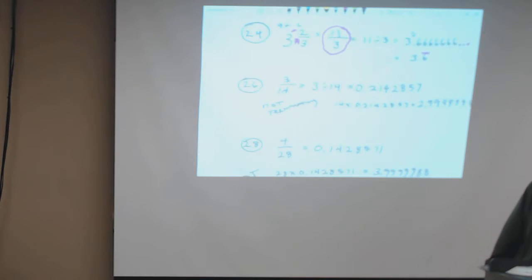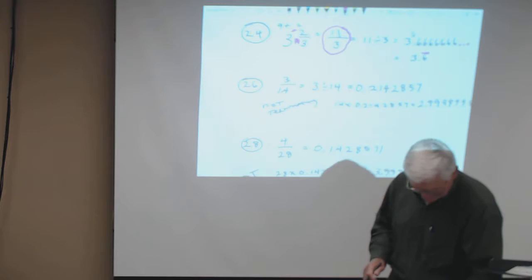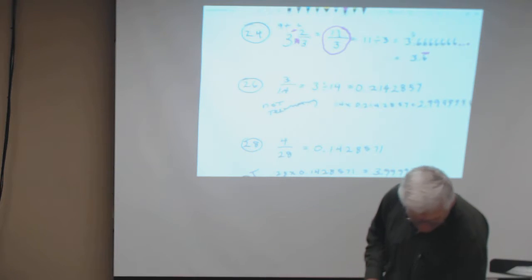What's 26? In 25 to 30, determine whether each number is terminating, and if it does, give the expansion. And 3 divided by 14 is 0.2142857. And does that keep going? Is that what your calculator said when you did 3 divided by 14?